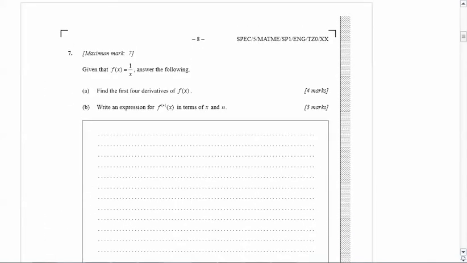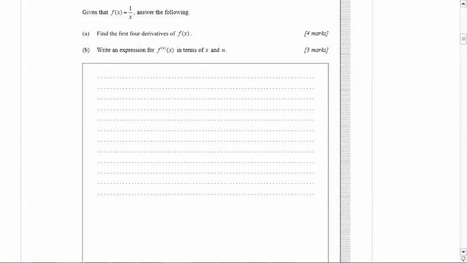All right, so this was the first question. Given that f of x equals 1 over x, most people found the first 4 derivatives just fine, and then they had a hard time writing the expression. So I'm actually going to have to write this out.